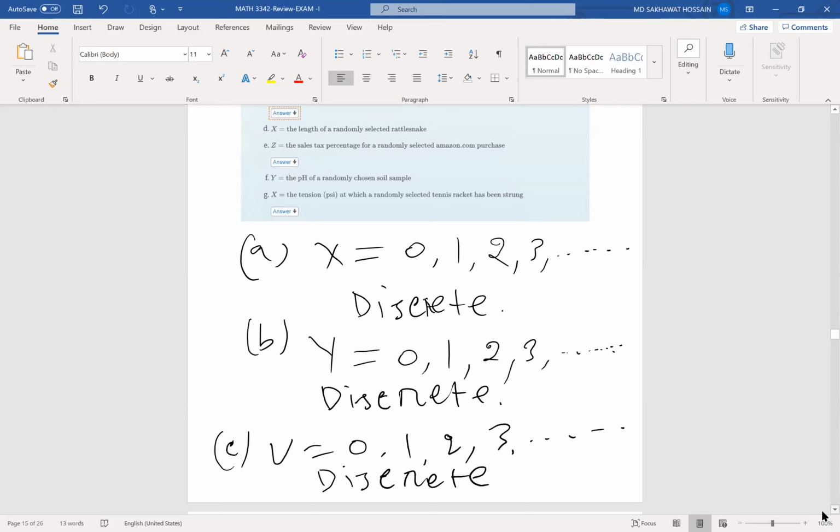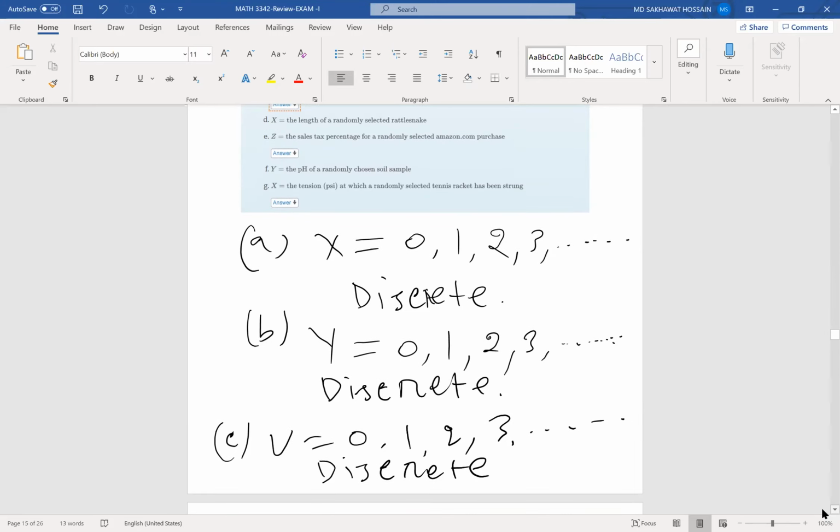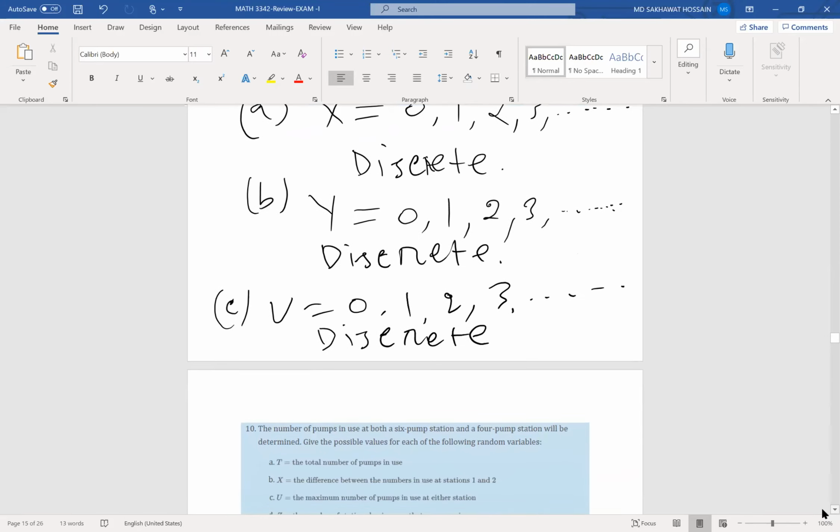So part D is the length of a randomly selected rattlesnake. The length is always positive, right? So the possible values for X will be positive. And this is continuous because the length can take fractional values. So it's not always an integer.